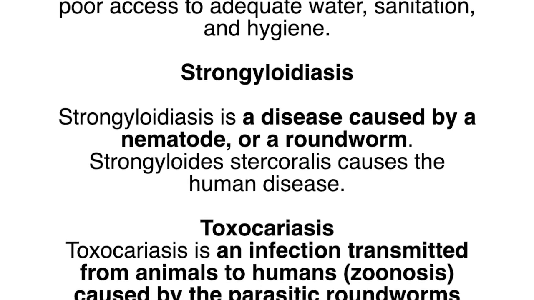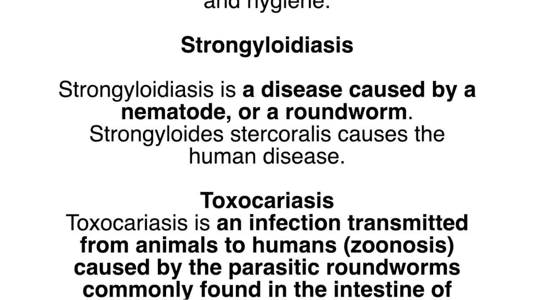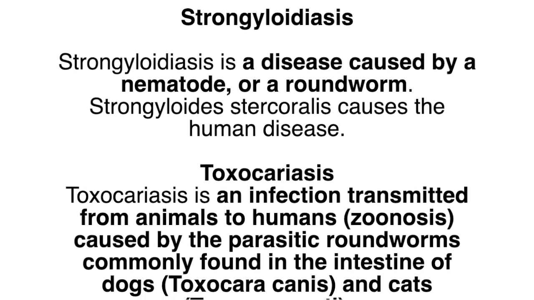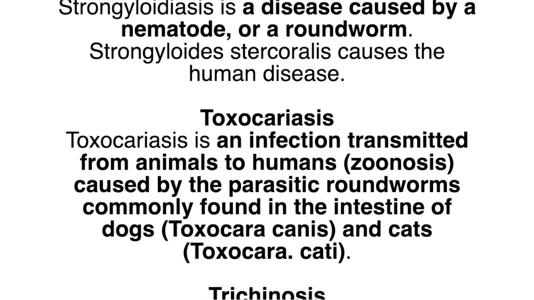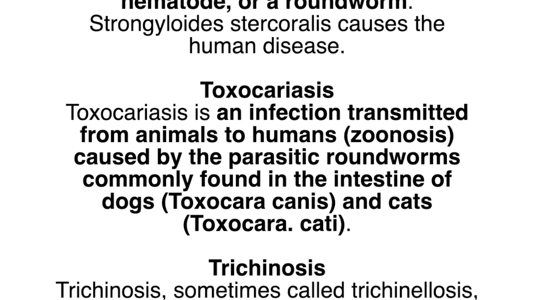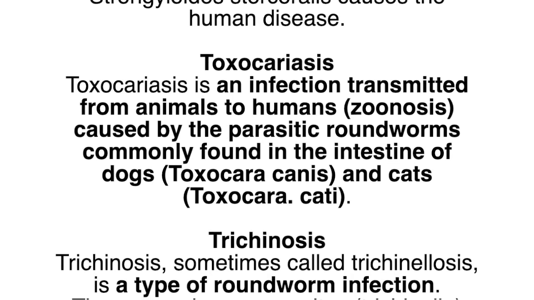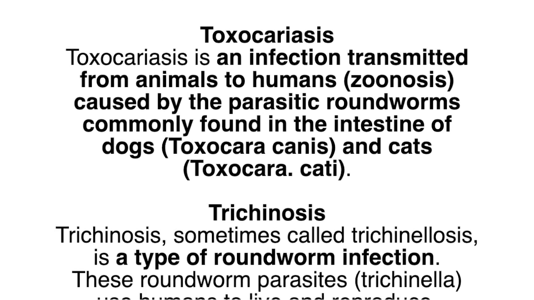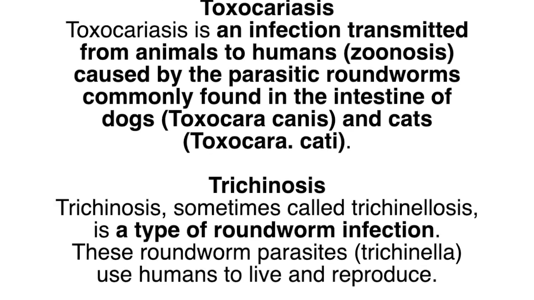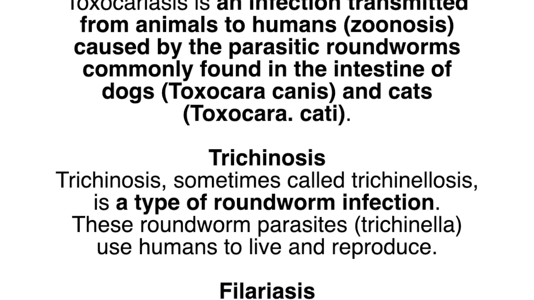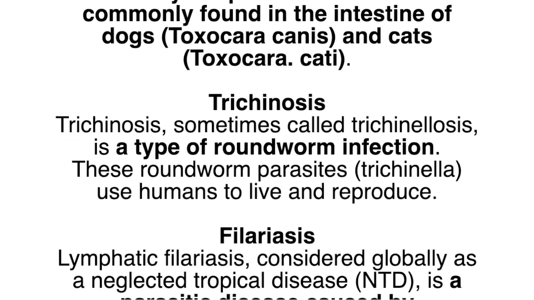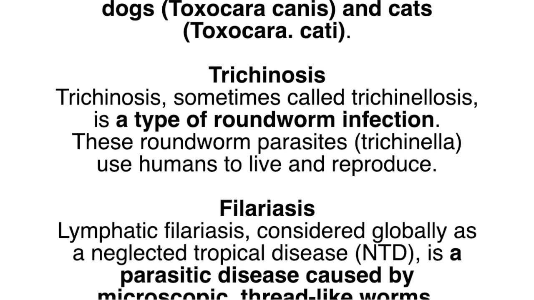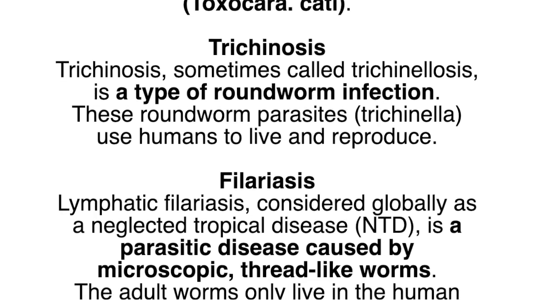Toxocariasis is an infection transmitted from animals to humans, that is zoonosis, caused by the parasitic roundworms commonly found in the intestines of dogs, called Toxocara canis, and cats, Toxocara cati. Trichinosis, which is sometimes called trichinellosis, is a type of roundworm infection. These roundworm parasites, Trichinella, use humans to live and reproduce.